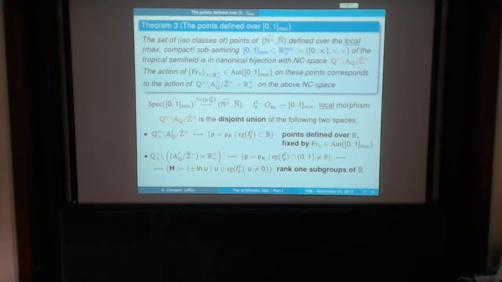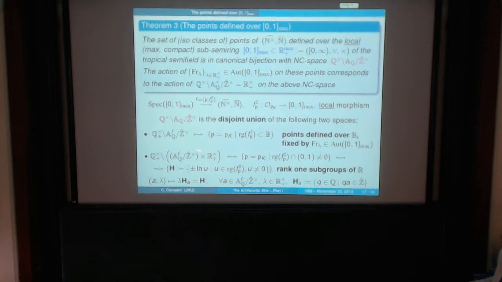The rest means those points for which the image of this map is not completely contained in B. But in fact, the intersection between the range and (0,1) is not empty. In this case, you will have to implement what the corresponding groups are. Shortly, each of these points corresponds to a subgroup of the type plus or minus log U, for U in the range, U not 0. This is a rank 1 subgroup of R. Notice that before they were subgroups of Q. Now we have a subgroup of R.